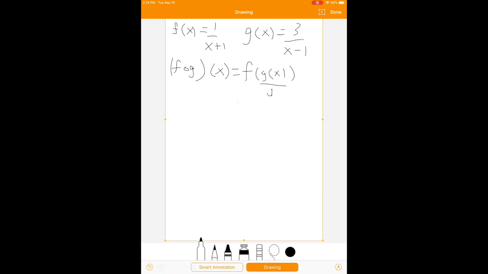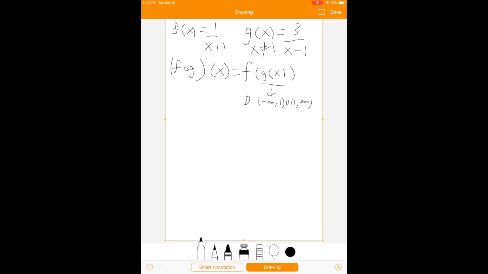Let's talk about the domain first for g. If I have values that go in for g, then that domain has to be the same for function f. So for example, in function g, x cannot be equal to positive 1. 1 minus 1 is 0. That would make this function undefined. That's where we have a vertical asymptote. So our domain for function g is negative infinity to 1, union 1 to infinity.